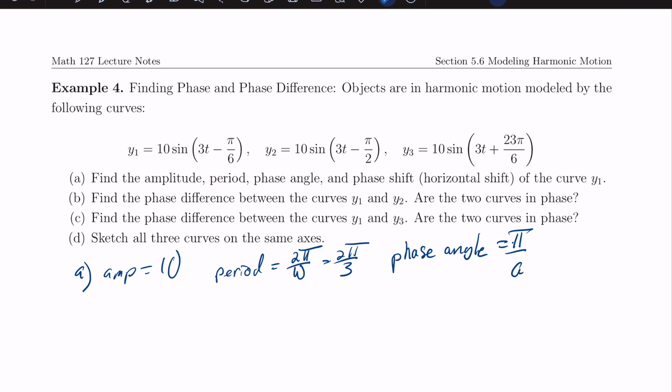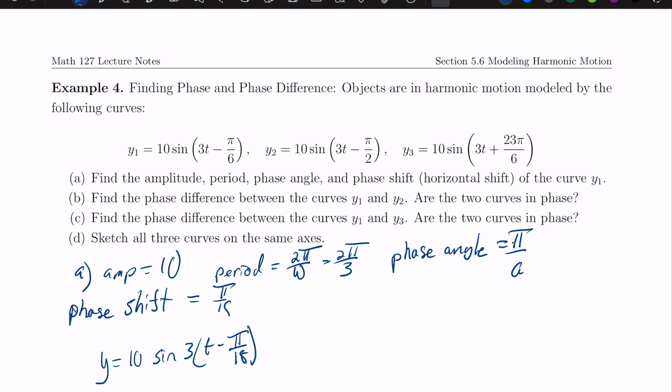And then the horizontal shift, or the phase shift, or just the shift as I've been calling it, is equal to, we pull out the omega. Let me show you an example of where that is pulled out. So sine of 3 times t, and then 1 over 6 divided by 3 is 1/18. So our phase shift here is pi over 18.